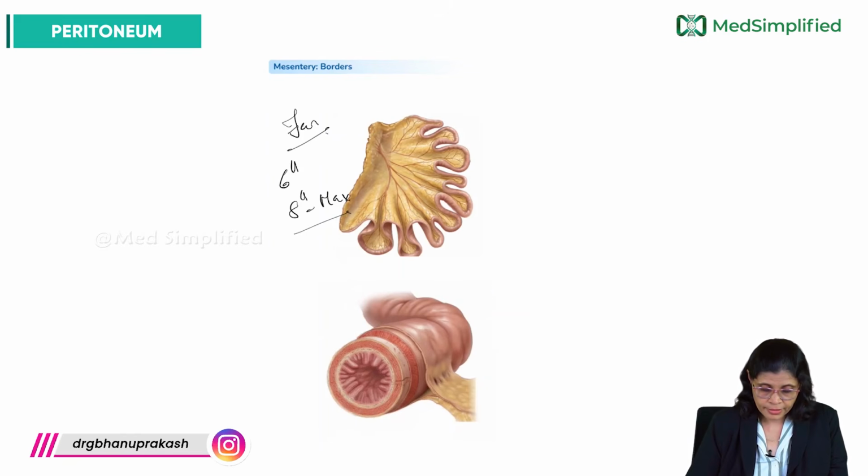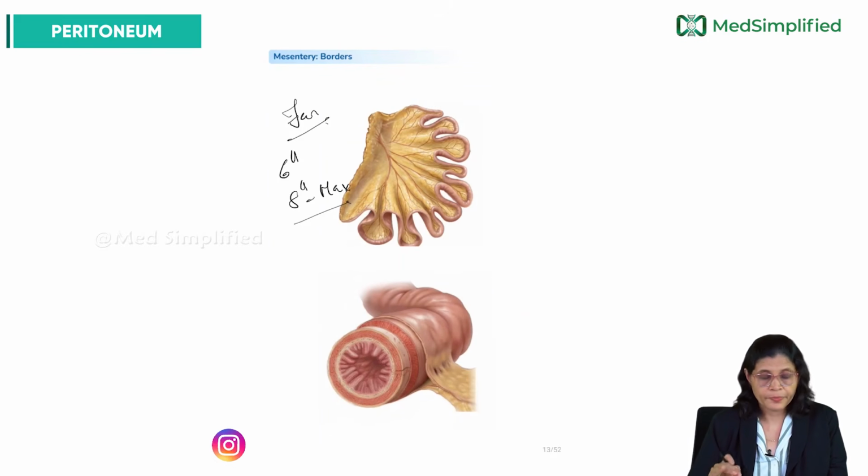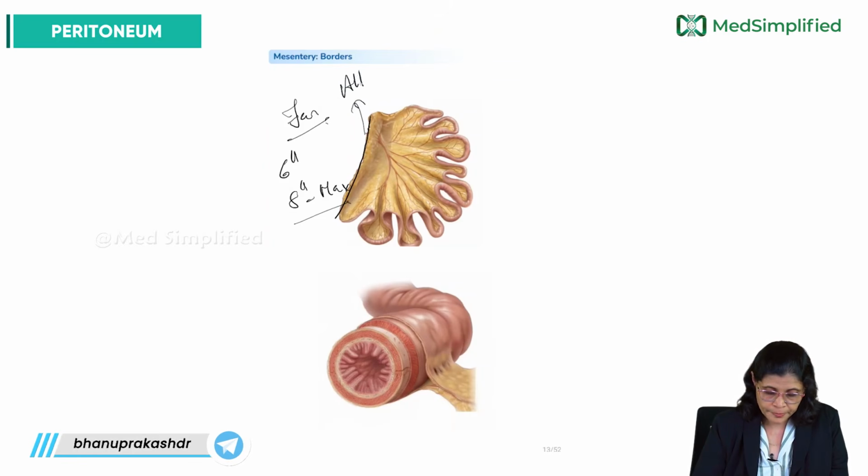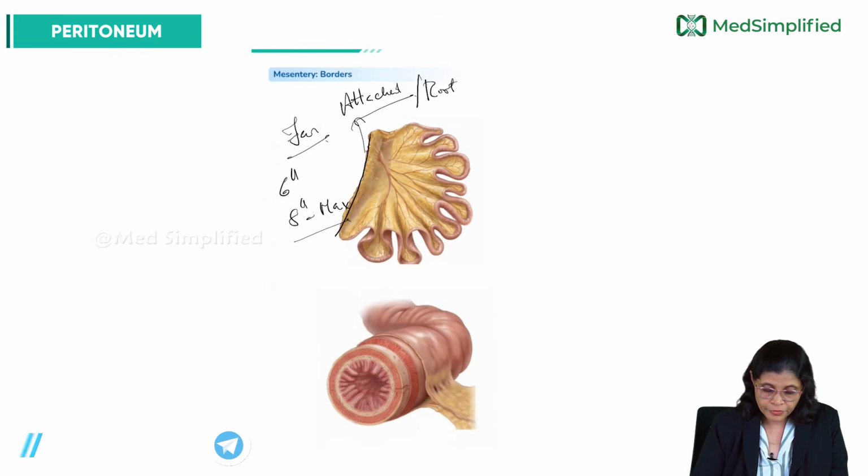Now when we see the mesentery, here the mesentery will show 2 borders. So one is the attached border. So this border we call it as the attached border or the root of the mesentery. And then we have the free border which is attached to the intestines here. So it is free. So this we call it as the free or the intestinal border.